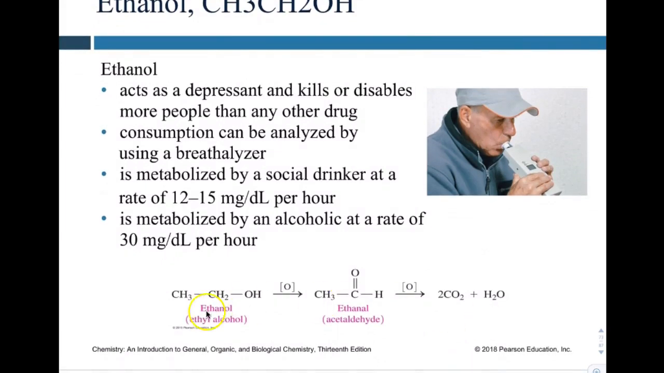Ethanol is oxidized in our body to form ethanal, acetaldehyde, and that then becomes oxidized to make carbon dioxide and water. So you can increase your carbon dioxide in your blood by drinking too much, which, you know now, can increase the acidity of your blood if you're not careful.